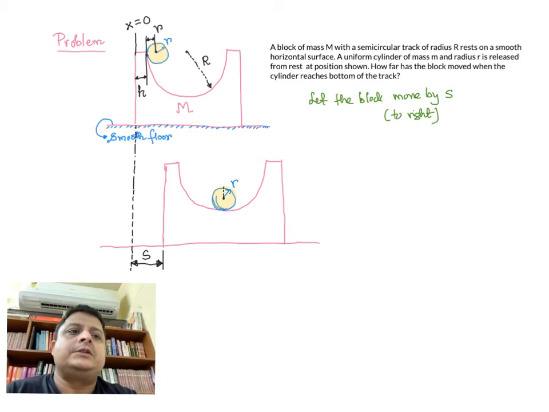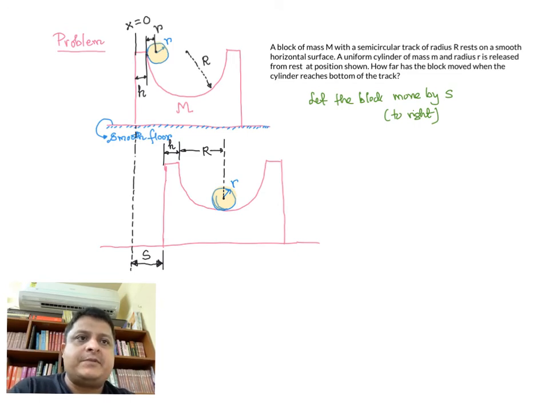So what about this distance? This is the track radius, capital R, and this little thickness is h, as we have assumed. It won't matter, right? It won't matter.